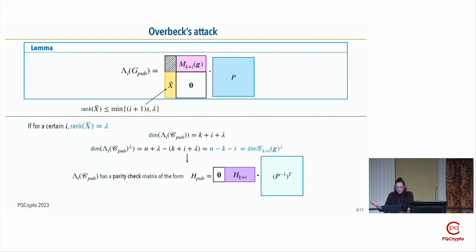So in other terms, it means that the Q-sum operator applied to the public code has a parity check matrix of this form. So in a certain sense, we managed to remove the part of our public key related to the distortion matrix and to get access to our Gabidulin secret code.